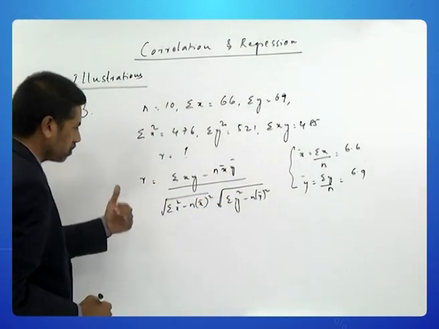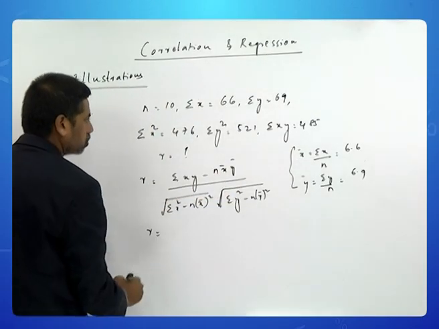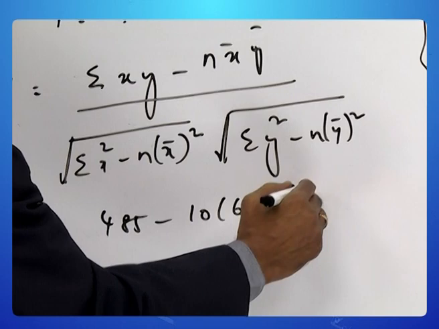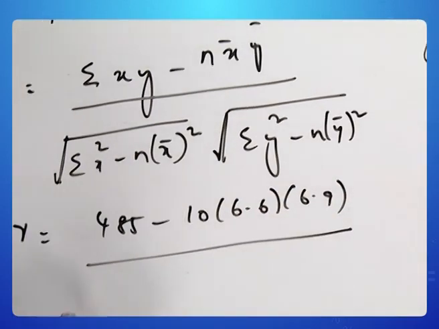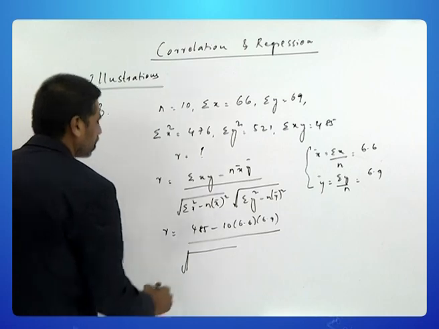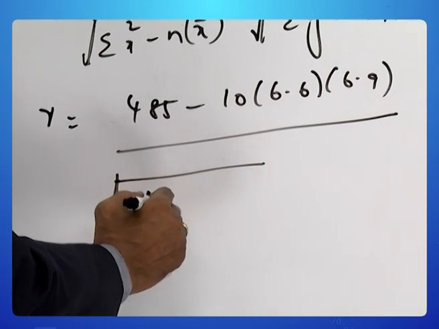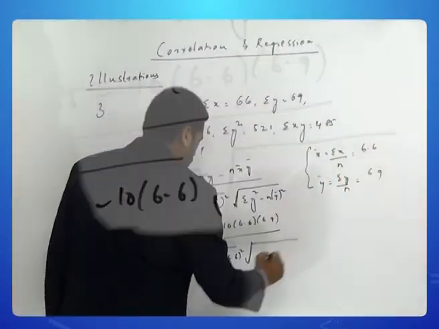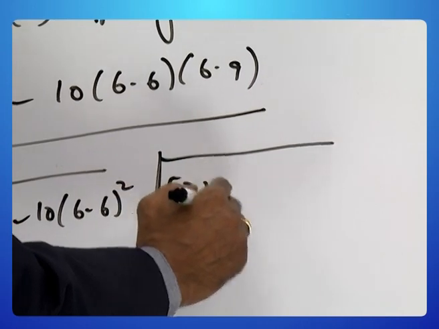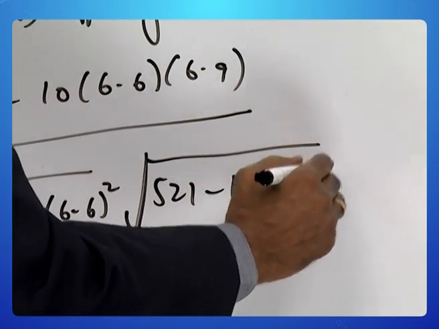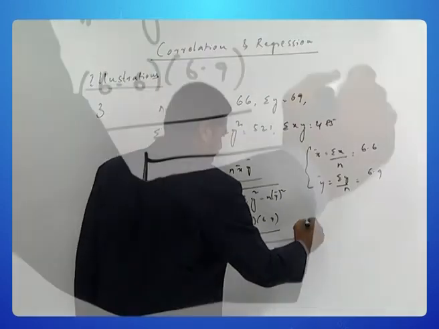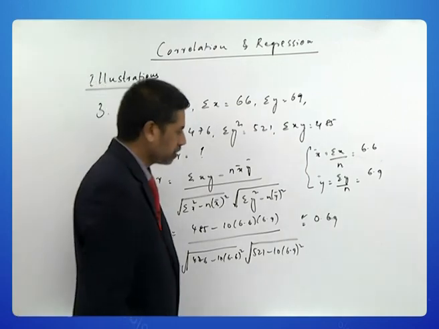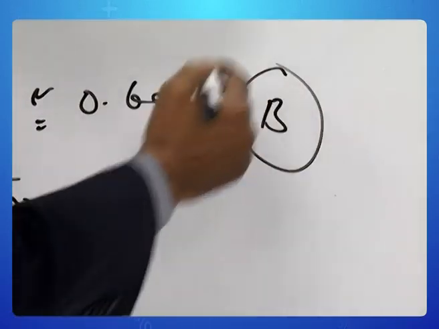So insert these values into this and you will have to compute 485 minus 10 into 6.6 into 6.9 by square root of 476 minus 10 into 6.6 whole square into square root of 521 minus 10 into 6.9 squared. So you can estimate and you will get an approximate value 0.69. So simple thing to be done. Option B is the correct answer for this problem.